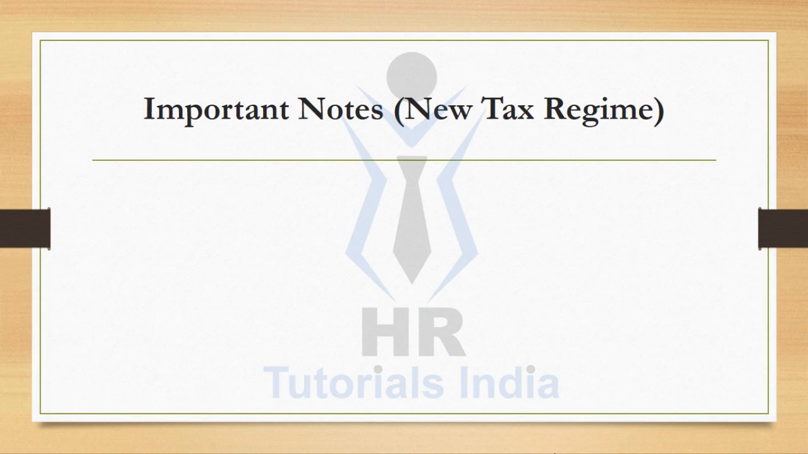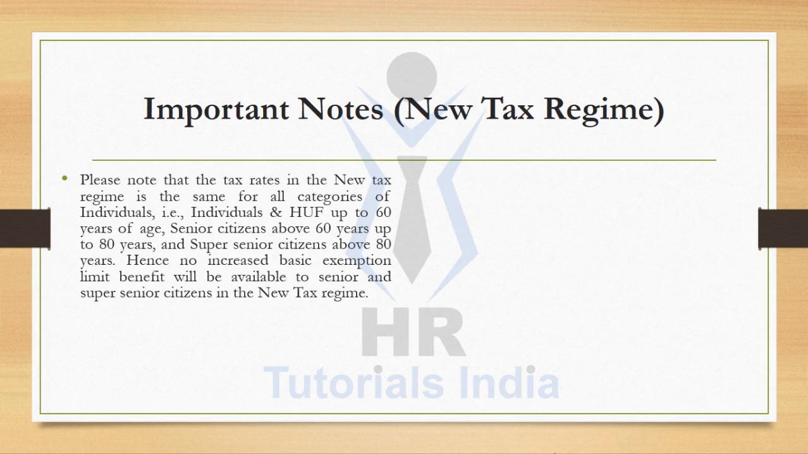Important notes for the new tax regime. Please note that the tax rates in the new tax regime are the same for all categories of individuals, that is individuals and HUF up to 60 years of age, senior citizens above 60 years up to 80 years, and super senior citizens above 80 years. Hence, no increased basic exemption limit benefit will be available to senior and super senior citizens in the new tax regime.